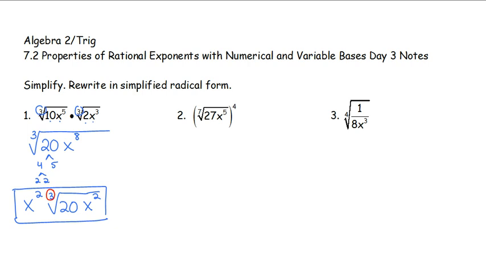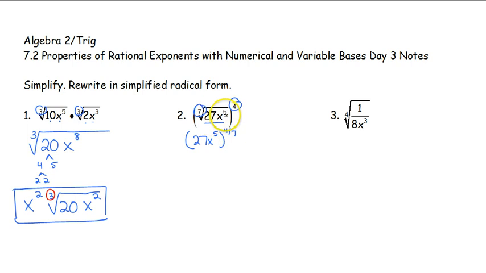Alright, moving on to number 2, I think that the easiest way to do this is to change it from radical form into exponential form, and we've got multiple exponents here. 27x to the fifth is on the inside, 7th root, all raised to the 4th power. There's a couple different ways that you can write this. I would take the entire base of 27x to the fifth, and that is being raised to the 4/7 power.